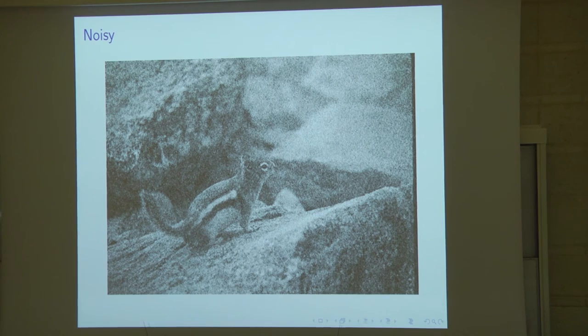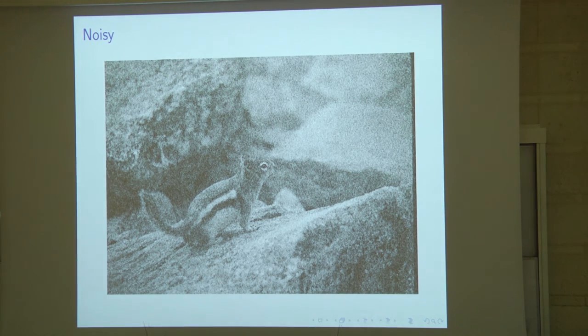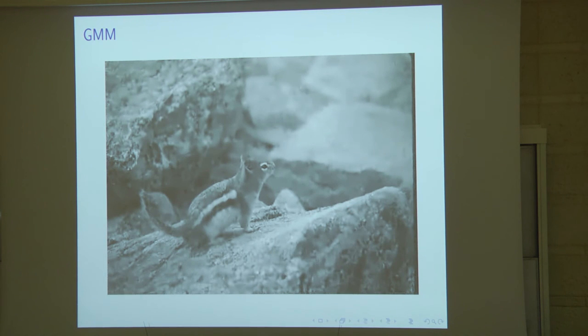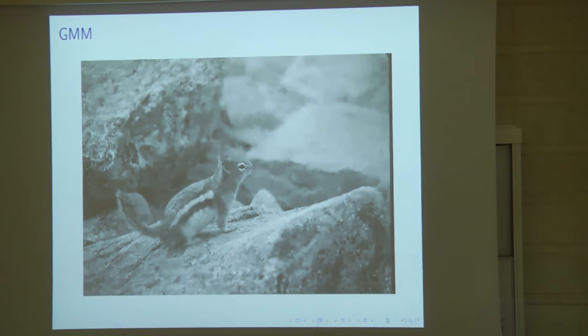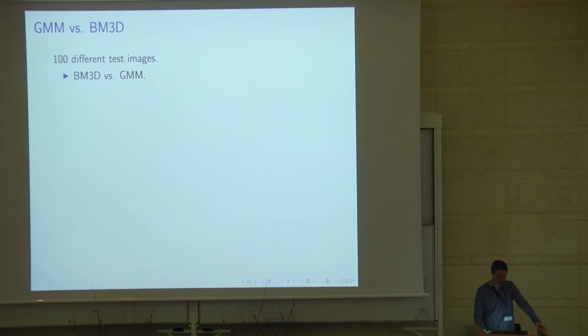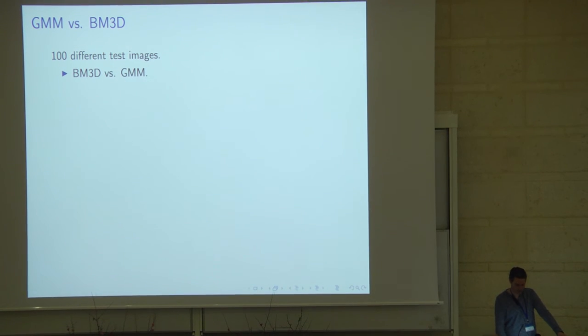Just to show you how well this very simple Gaussian mixture model method works, this is the original noisy image. This is what we saw earlier with the field of experts. And this is the Gaussian mixture model, which I'll explain a little bit about how it works. If you go back and forth, the field of experts gets rid of a lot of the signal and the texture, whereas the Gaussian mixture model, which is explicitly trained to model what natural images look like, does a much better job of understanding that things like texture and fur are real, and things like texture in stones are real. So going back to the original comparison, if we had 100 different test images, when you compare BM3D to GMM, the GMM is better 81 out of the 100 times.